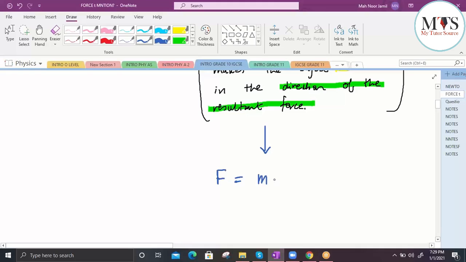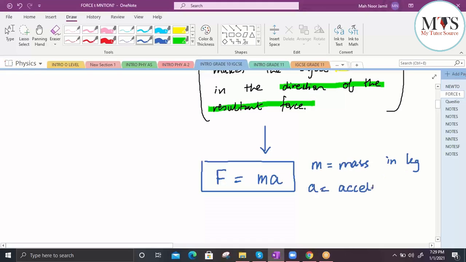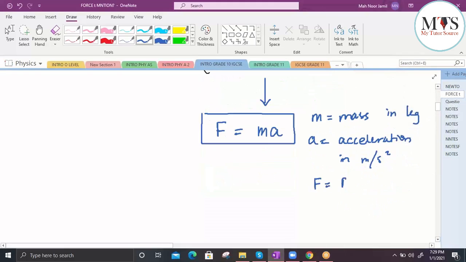So the formula that links the two is force equals the product of mass and acceleration. M is the mass in kilograms. A is acceleration in meters per second square. And finally, force, F, is the resultant force. Here I'll have to keep note. It's not just one singular force, it is the resultant force. That's hence the subscript R, resultant force in Newton.